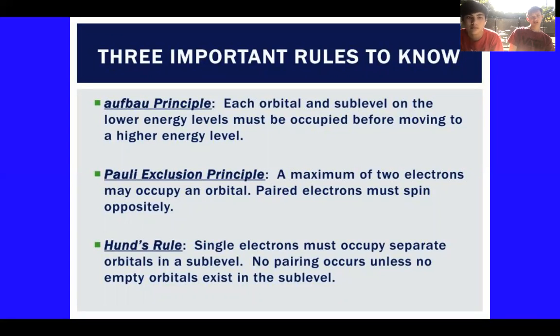The Pauli exclusion principle: a maximum of 2 electrons may occupy an orbital, and paired electrons must spin oppositely. And Hund's rule is the one that Mr. Burnham described as the boys' bathroom rule. Single electrons must occupy separate orbitals in a sublevel, so no pairing occurs until all the orbitals in a sublevel have at least one. So you fill this box, then one over here, then one over here before you start doing the opposites.